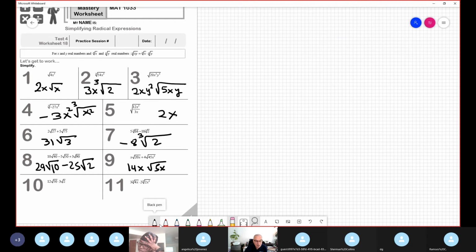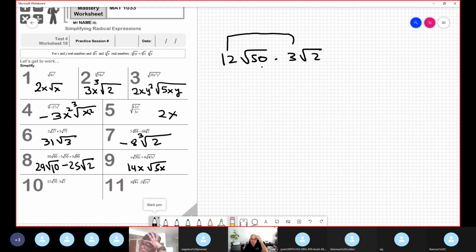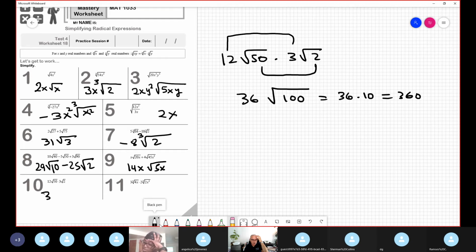So basically, David realized that it's 12 radical 50 times, not minus, 3 radical 2. Now you have to remember what the rule is. The rule is multiplication, this and this, and this and that. There's 12 times 3, 36. And radical 50 times 2 is 100. What is the square root of 100? 10. Then the answer is 36 times 10, which is 360.